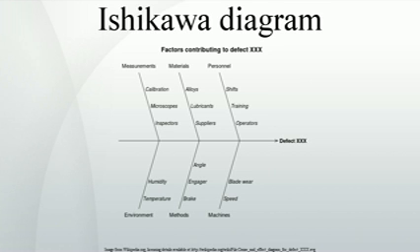Ishikawa diagrams have been criticized for failing to make the distinction between necessary conditions and sufficient conditions.